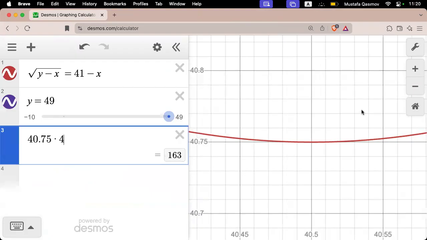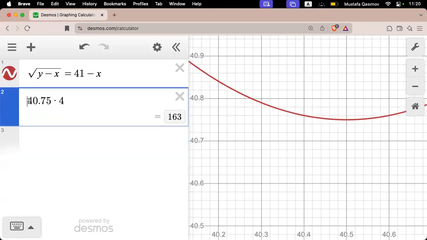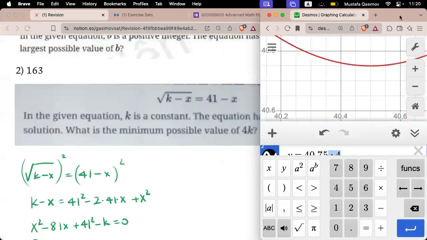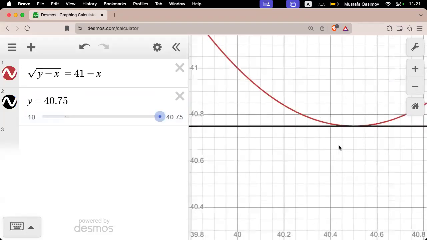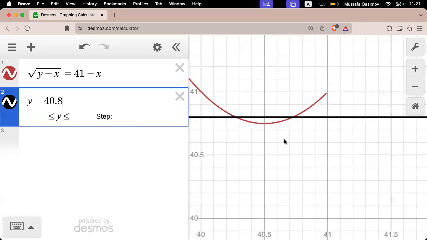Any question? Okay, when y is equal to this value, why did I multiply by 4? It's 4k, that's why. Okay, when it is 40.75, there is one solution. When it is a little bit bigger than that value, there are two solutions. And when it is greater than 41, it is again one solution. Any question from here?